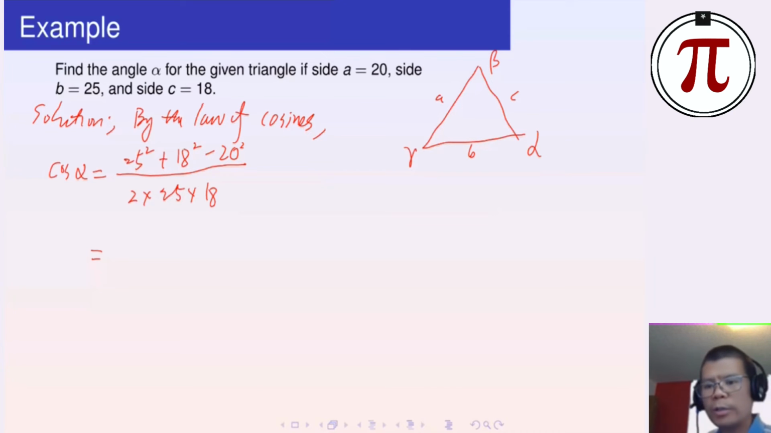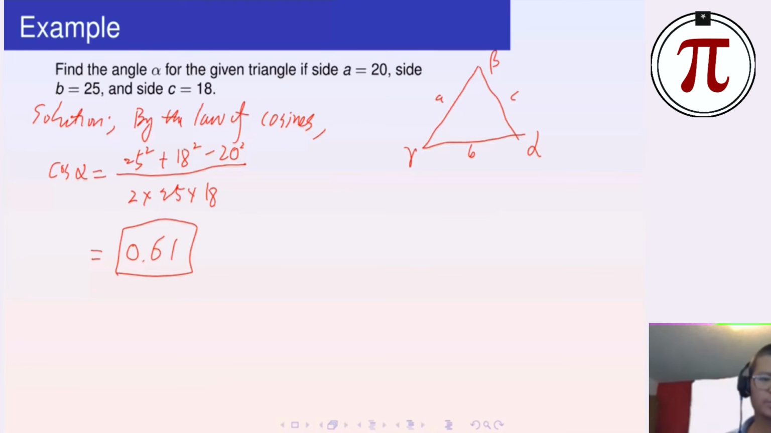Let me know what you get. 0.61. Yes? Okay. So that's exactly, all right, 0.61. That's what I get. Okay, I found cosine alpha is 0.61, then alpha equals what? Inverse cosine, right?